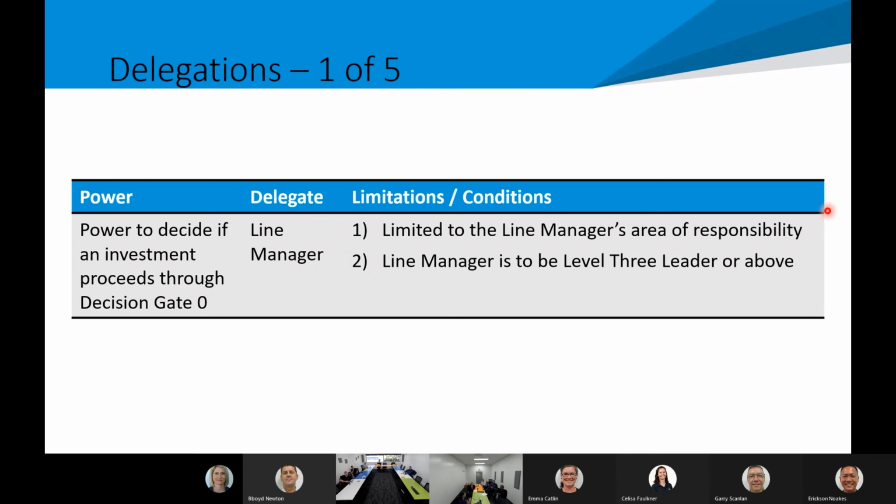So the delegation is limited to the line manager's area of responsibility, and we're saying that it needs to be a level 3 leader or above.